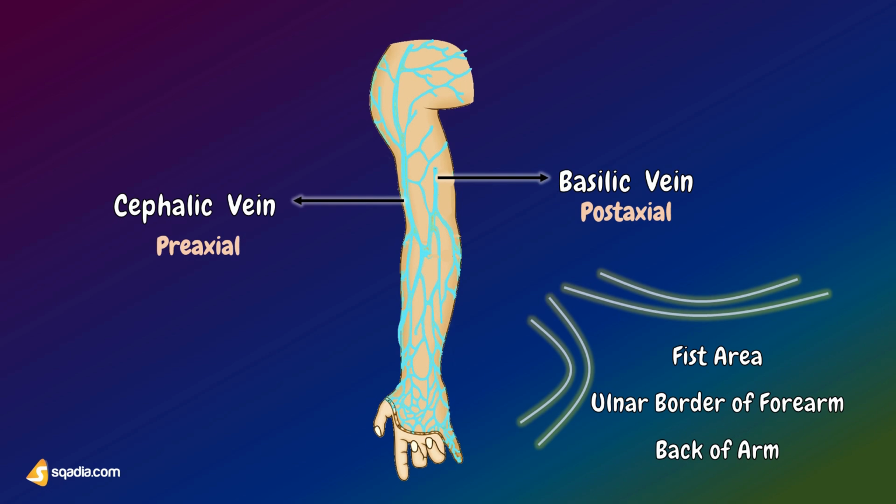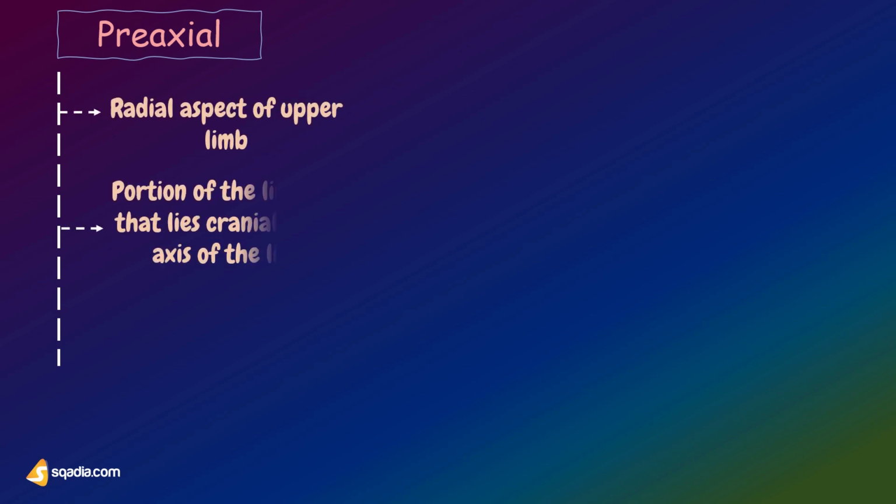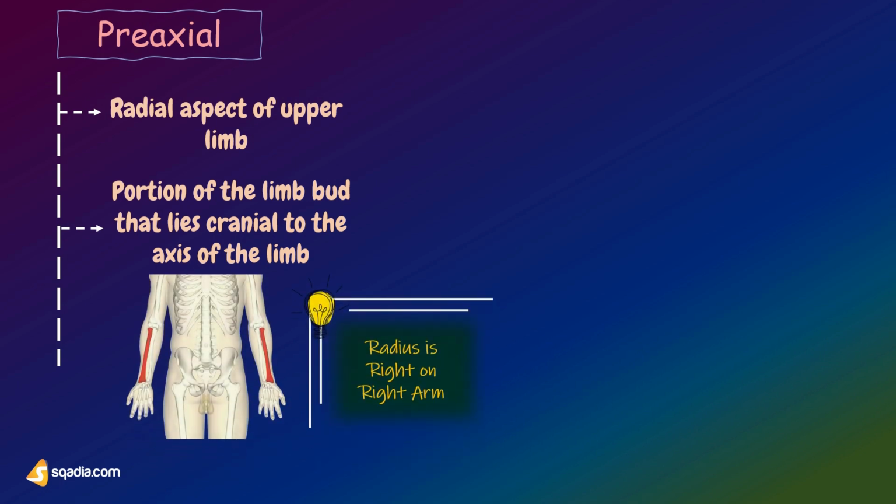But wait, did we already discuss what is meant by pre- and postaxial? We have already talked about the anatomical terminologies in our previous video. The term preaxial is an anatomical terminology. With respect to the upper limb, it means the radial aspect. It is the side where the radius bone is present and the side of the first digit of the hand. Remember, radius is right on the right arm. It lies cranial to the axis of the limb.